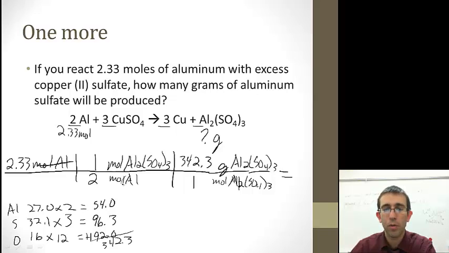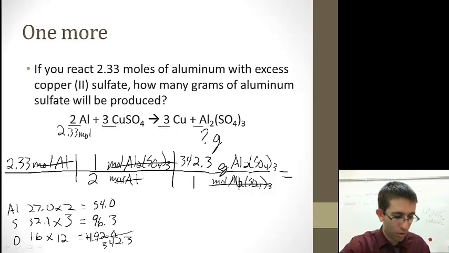Multiply on top and divide on bottom. You will see moles of aluminum cancels. Moles of aluminum sulfate cancels. We're left with grams, which is what the question asks for. So 2.33 times 1 divided by 2 times 342.3 divided by 1. And you get an awesome answer.